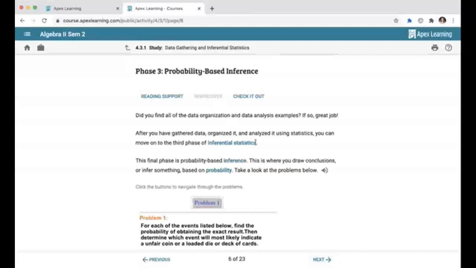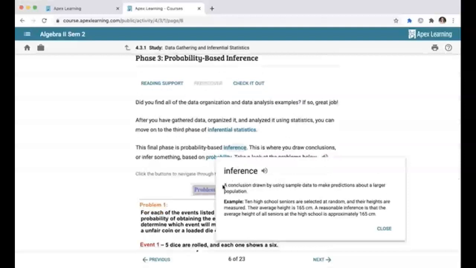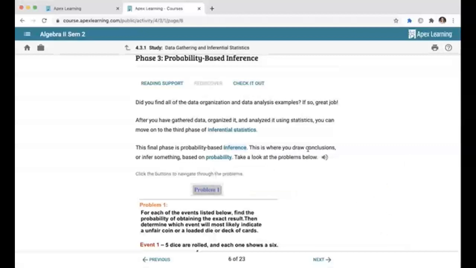And then finally, phase 3 is probability-based inference, okay? Now that we've gathered our data, looked at it, and made some analysis, we can then move on and make a prediction, where we predict what we think is going to happen. They use the word inference here. If you don't know the definition, inference is a conclusion drawn by using sample data to make predictions about a larger population. When we draw conclusions or infer something, it's based on probability, which is the chance or likelihood that it's going to happen.